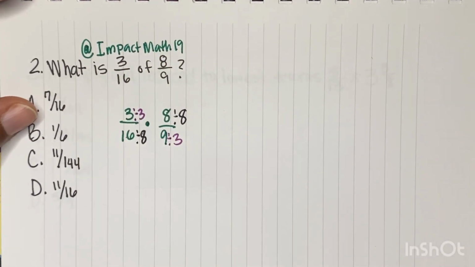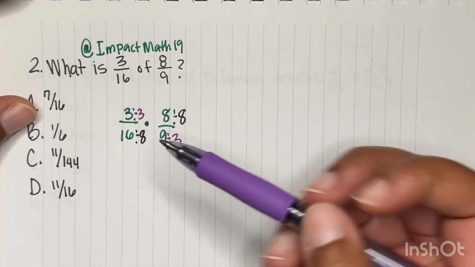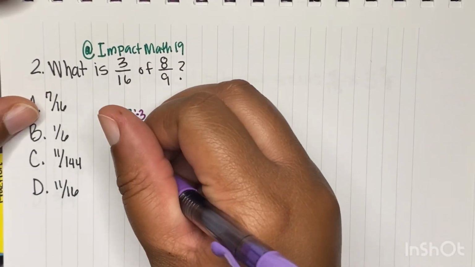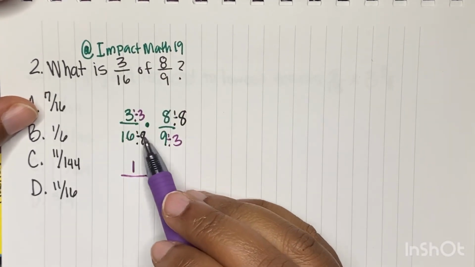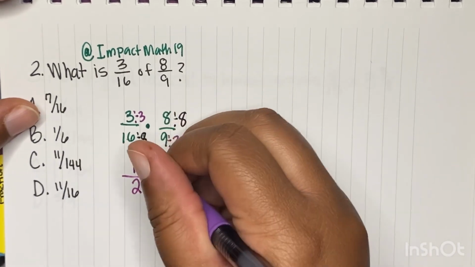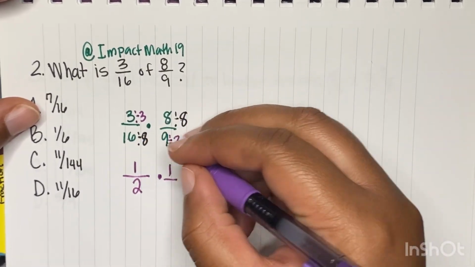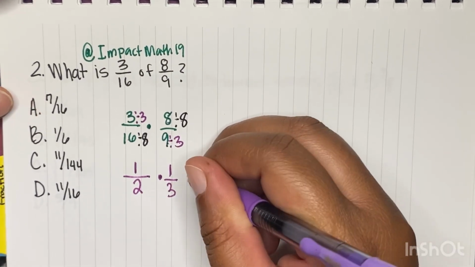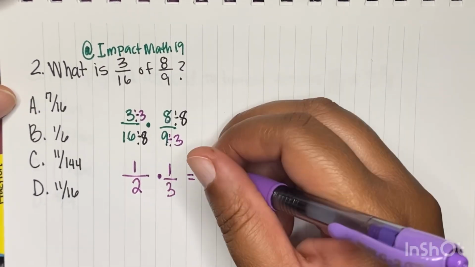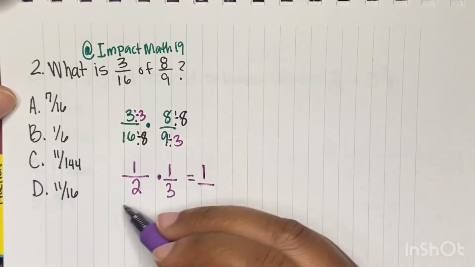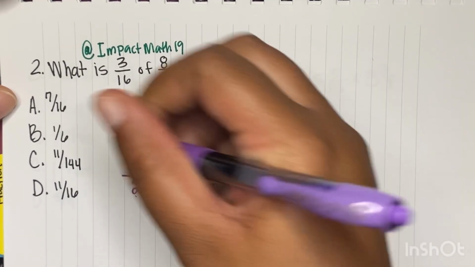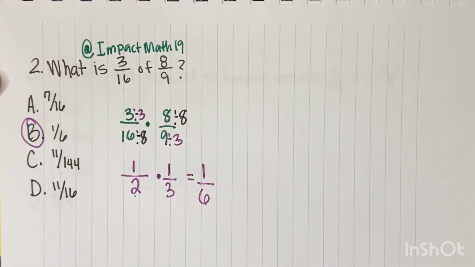So now let's just simplify. Okay, so 3 divided by 3 is 1. 16 divided by 8 is 2, times 8 divided by 8 is 1, and 9 divided by 3 is 3. So let's multiply. 1 times 1 is 1. 2 times 3 is 6, and B is your answer.